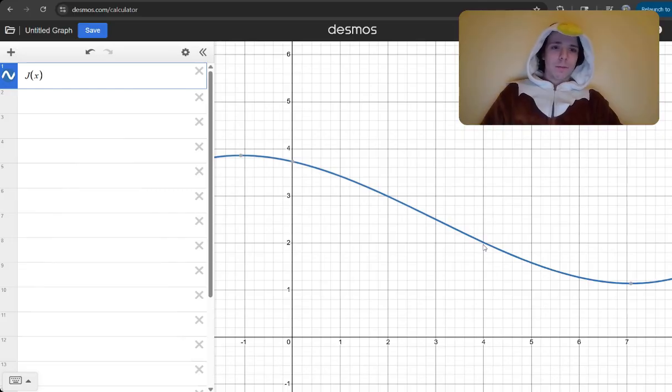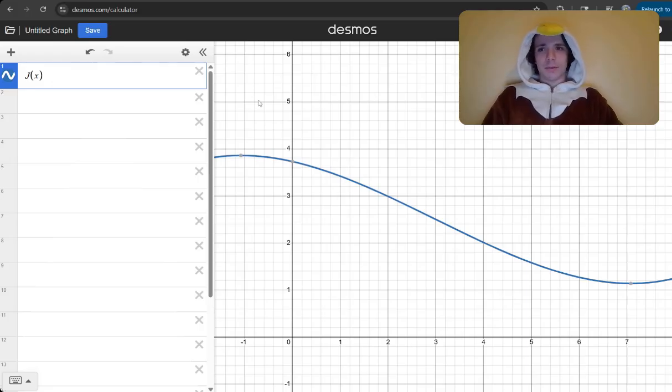Now, what would we say the limit of j of x as x approaches 4? Well, if you can see, we go along this graph and we get closer and closer to 4, and it gets really close to 2. And of course, at 4 it's undefined. And the other way as well, it gets really, really close to 2 from the other way as we get closer to 4. So we could say that the limit is 2.